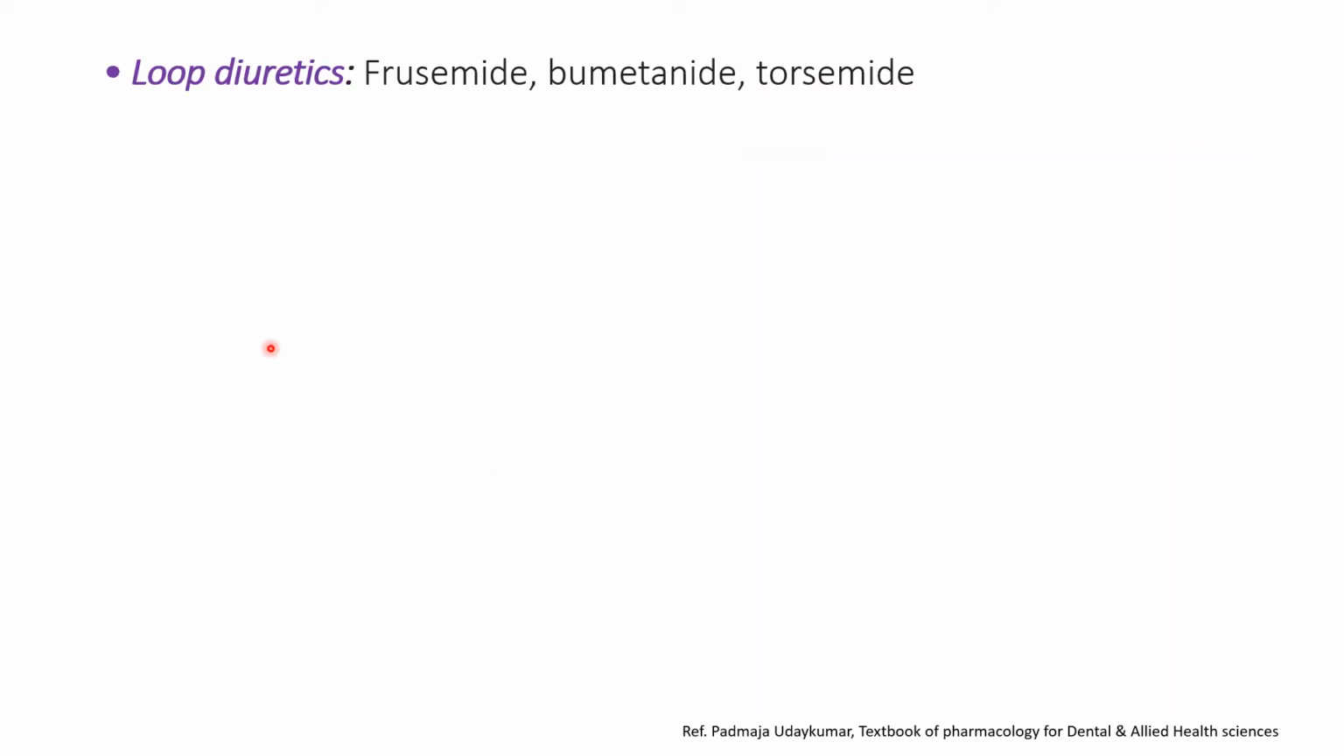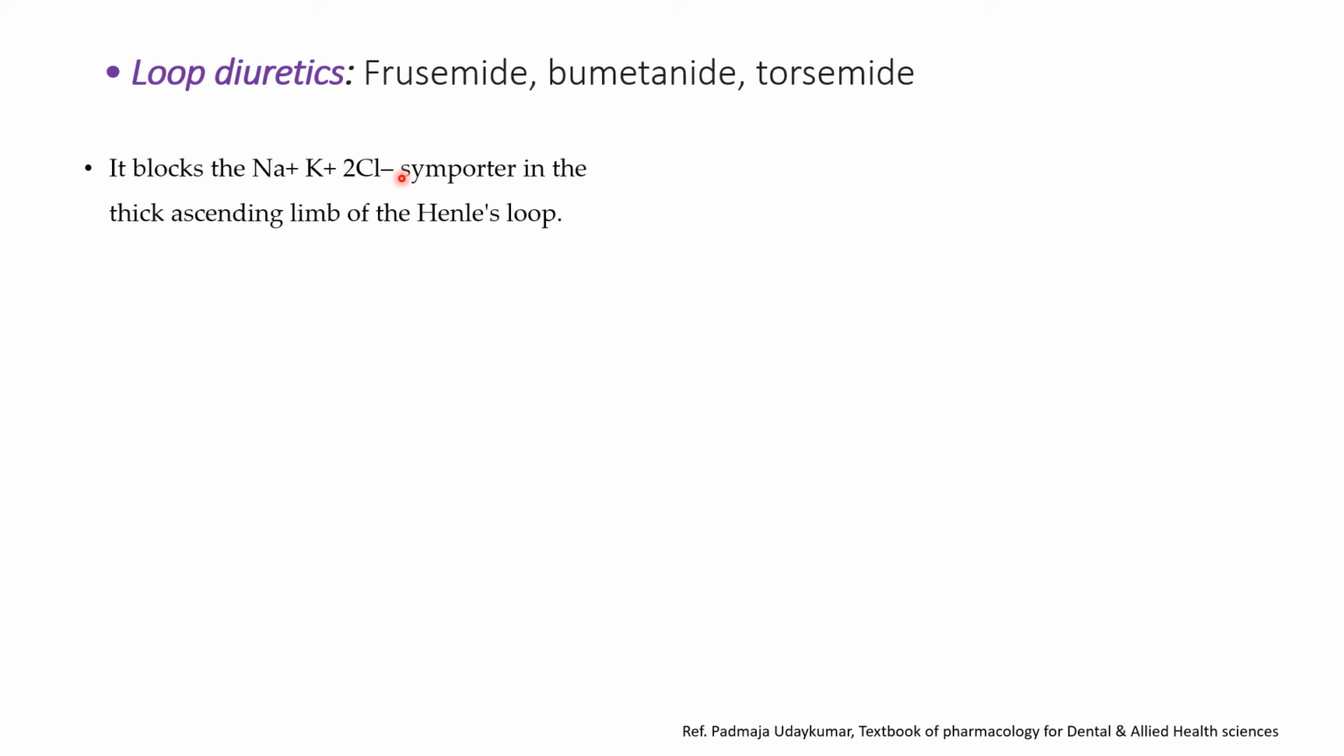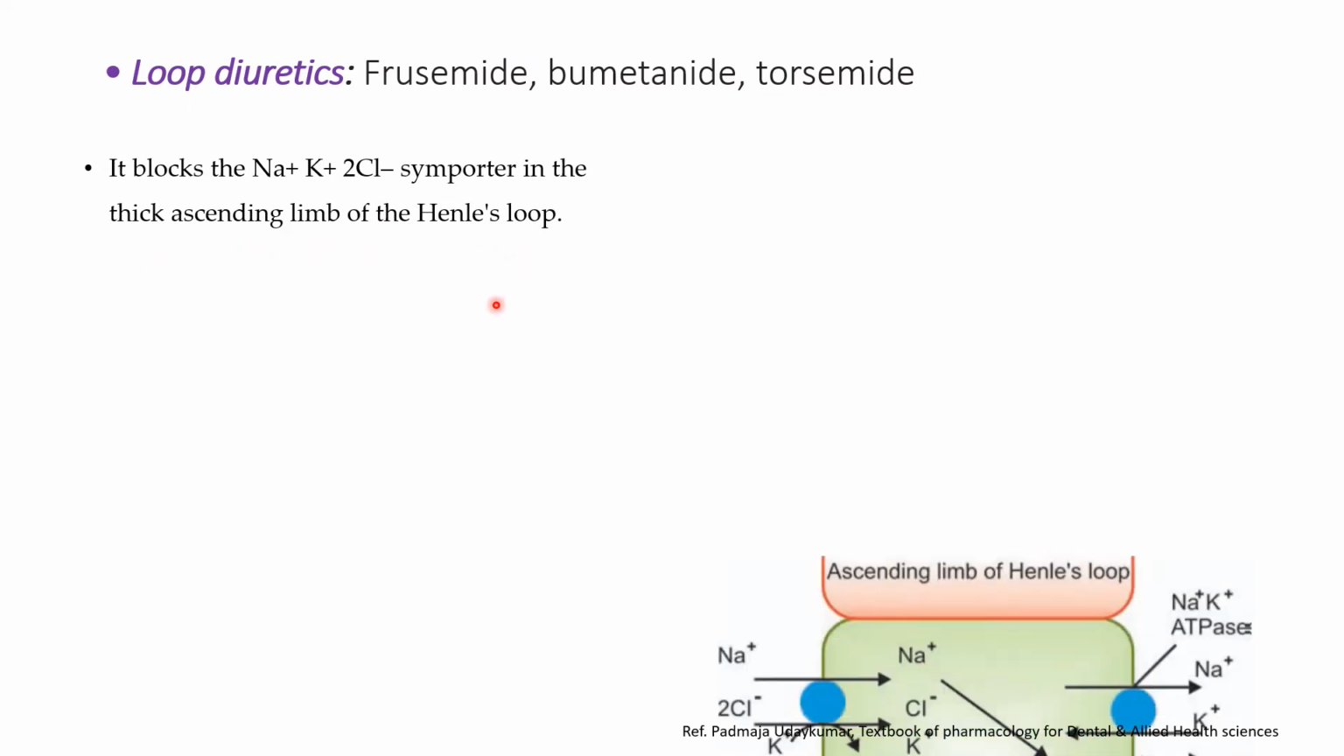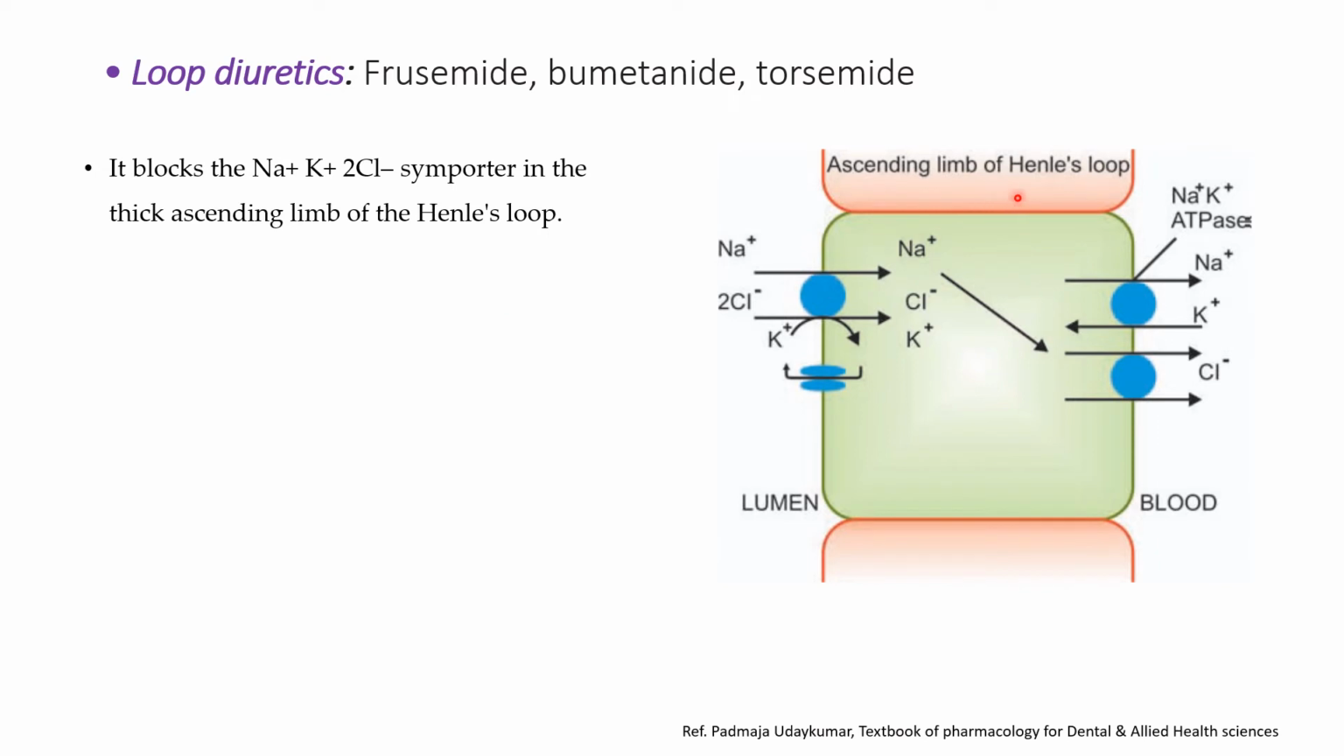Now we'll see the loop diuretics. They block the sodium potassium chloride symporter in the thick ascending limb of the loop of Henle. This is the ascending limb of the loop of Henle. Here the sodium potassium 2-chloride symporter is present. Through this symporter, sodium, chloride and potassium are reabsorbed into the bloodstream.